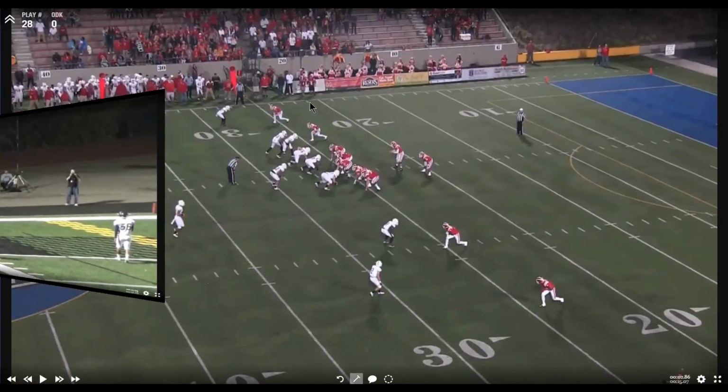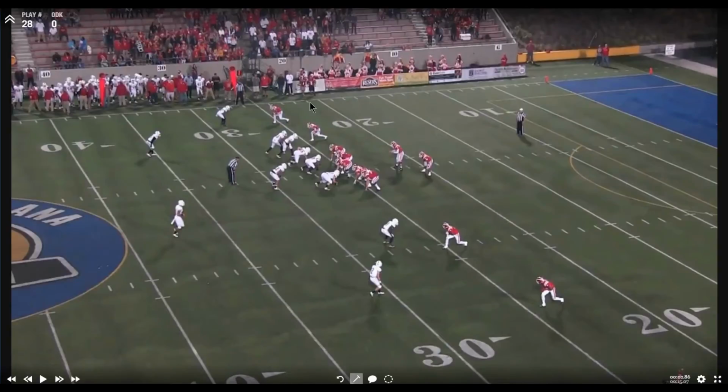So this particular play is from a game that my crew did last week. It was Mater Dei and Orange Lutheran. And take a look at the play number. This is play number 28. We had already had 4 or 5 dead ball personal fouls called at this point in the game. And right after this play, we had multiple unsportsmanlike conducts called, like play 33 or 34. So this was a very difficult game to manage. Both these teams were going at each other for whatever reason.